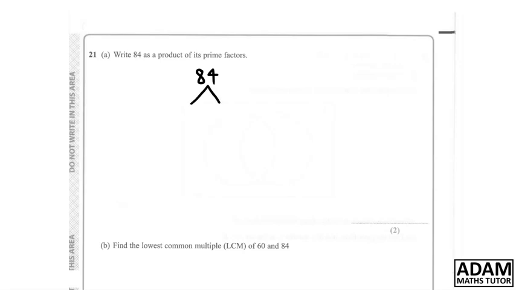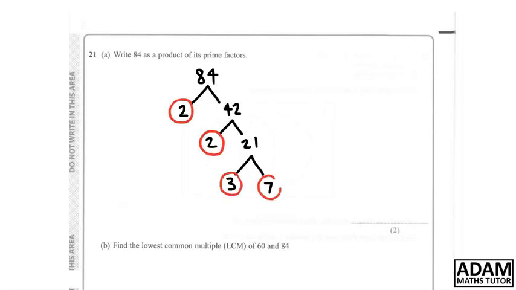So when you have an even number, the easiest thing to do is start by dividing by 2. So 2 lots of 42 is 84, 2 lots of 21 is 42, and 3 lots of 7 is 21. So these are my prime factors, 2, 2, 3, and 7. So writing these as a product, that would be 2 times 2 times 3 times 7. And I can simplify this part here, so the final answer should be 2 squared times 3 times 7.